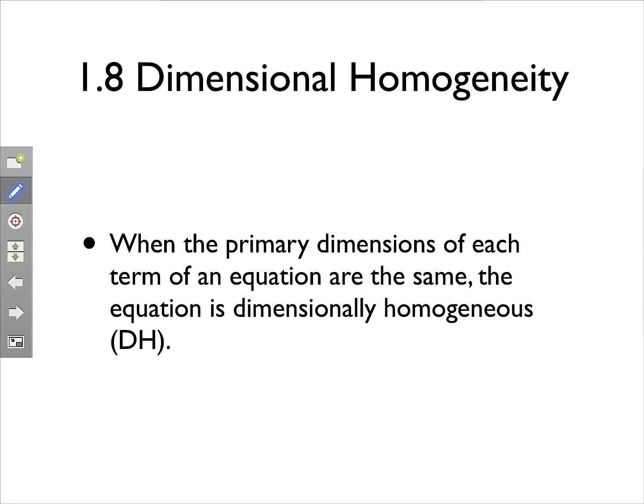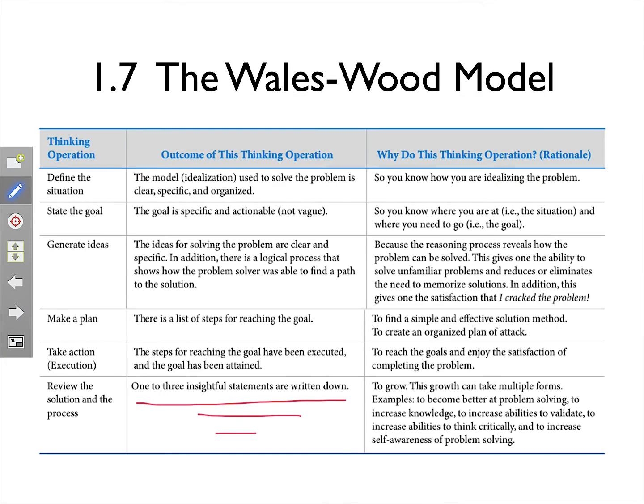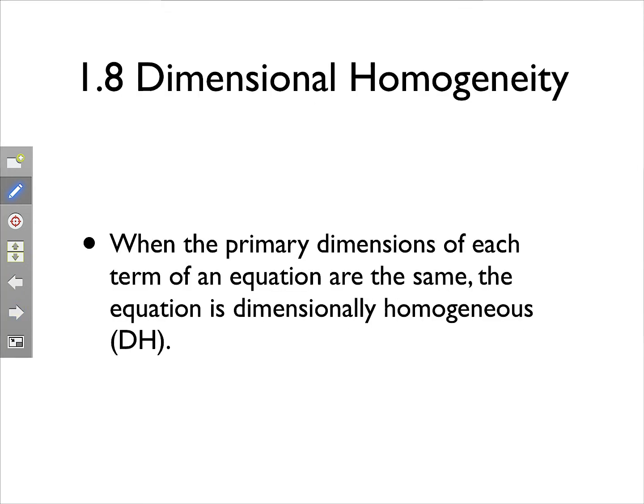So in summary, you might take a look at this, and all of the problems in the book follow this Wales-Wood model, and you will see how Dr. Elger has implemented this in the textbook. It can be useful. So finally, let's look at dimensional homogeneity.